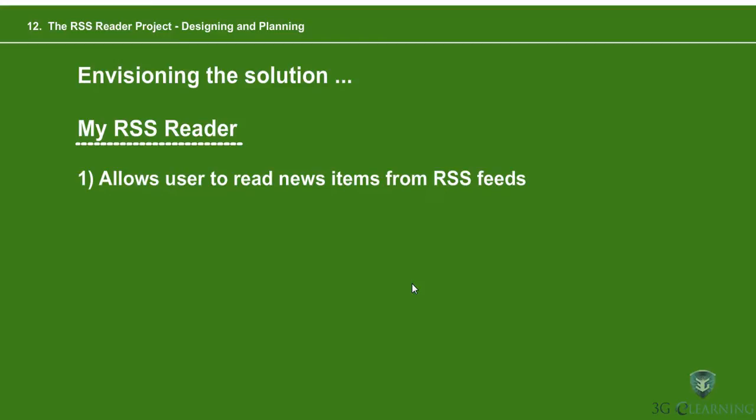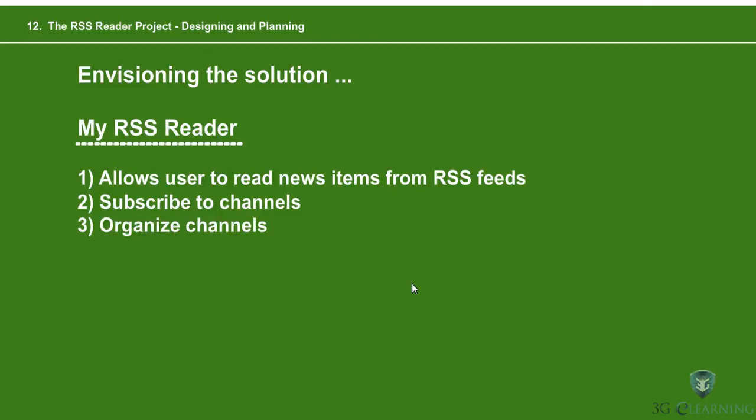What do I want this application to do? I want firstly to allow my user to subscribe to a channel, so to input a URL for our rss.xml file. We then want to allow the user to organize the channels into folders. So all of our RSS feeds or channels can be organized into separate folders according to their categories. We're organizing these channels because in the end, we could have hundreds of channels.